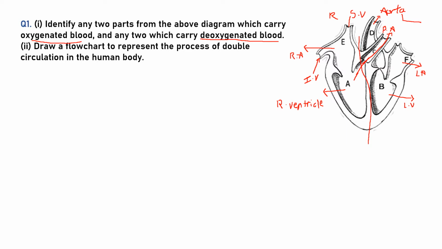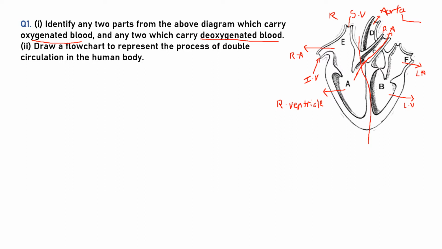Now draw a flow chart to represent the process of double circulation. What do you mean by double circulation? Double circulation is a circulation where blood comes to the heart twice, and blood goes out of the heart two times. That means blood takes two circulations from the heart. Two circuits are formed in double circulation. So let's see how the two circuits are formed.